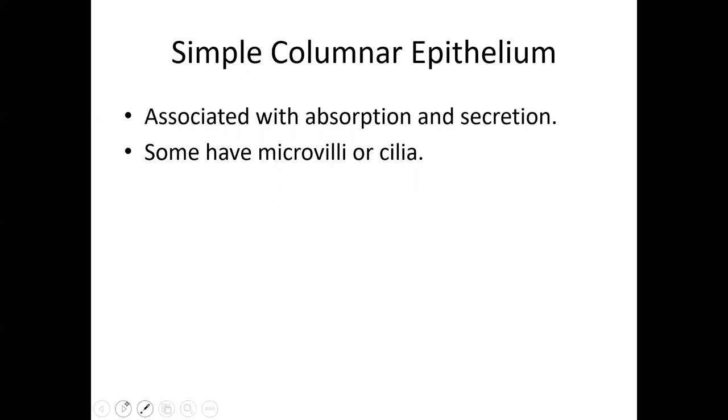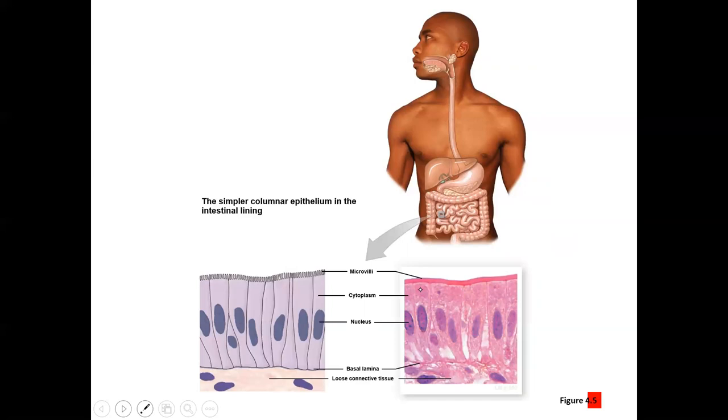Simple columnar epithelium, still associated with absorption and secretion. Remember, it's just one layer of cells. Most of these will have microvilli and cilia, something like you see here. So here you see microvilli in the small intestine. But you need to associate simple epithelium with absorption or secretion, mostly absorption. And you definitely need to be able to associate microvilli with absorption. Microvilli increase the surface area of a cell. So for cells specialized for absorption, you're going to see microvilli here in the small intestine, increasing the surface area.